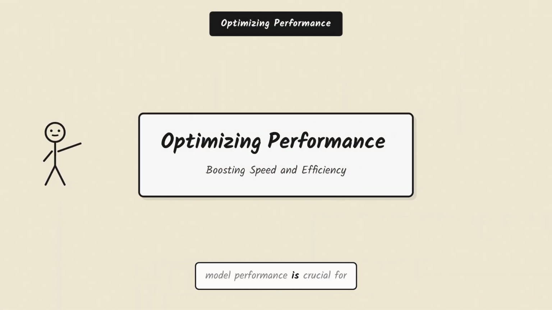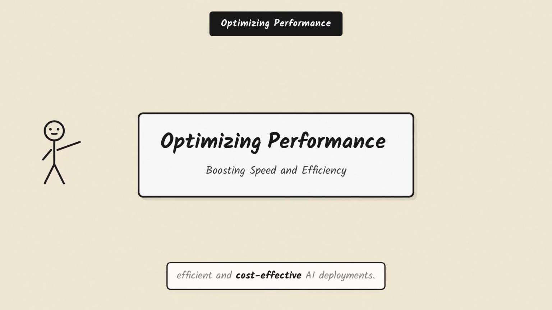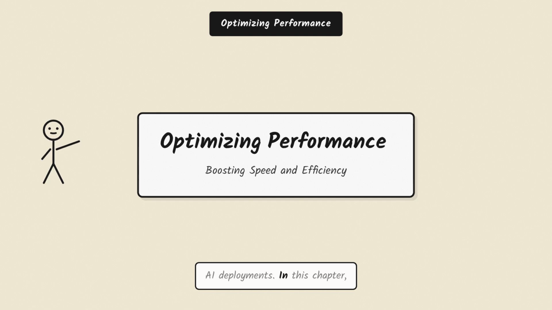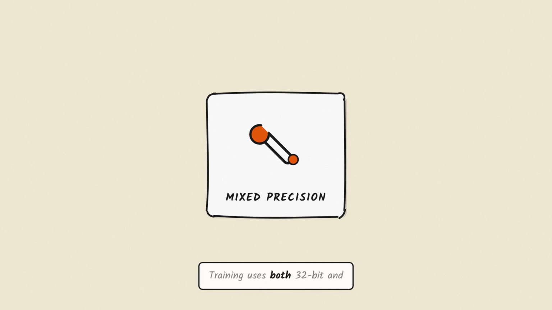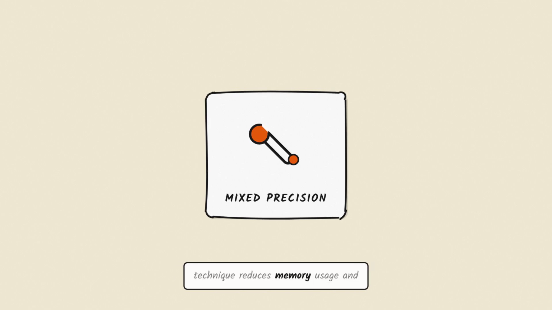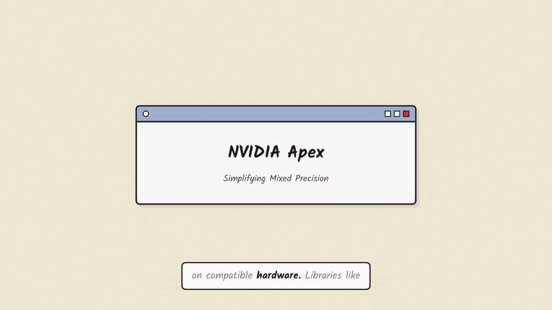Optimizing model performance is crucial for efficient and cost-effective AI deployments. In this chapter, we'll explore techniques like mixed precision training to enhance speed and reduce memory usage. Mixed precision training uses both 32-bit and 16-bit floating point types to speed up model training. This technique reduces memory usage and increases throughput, especially on compatible hardware.